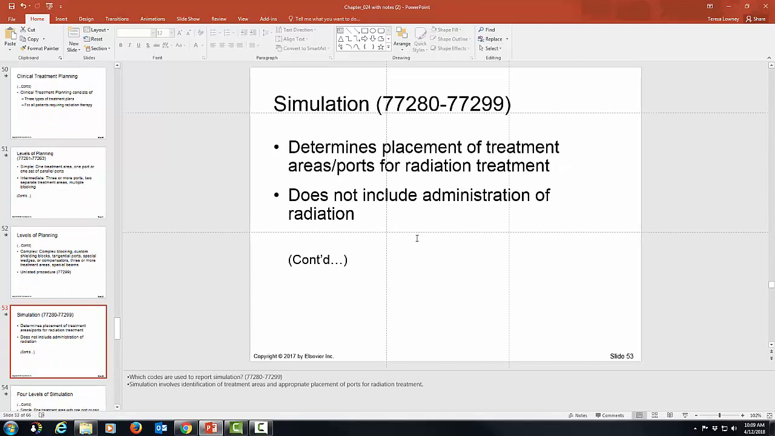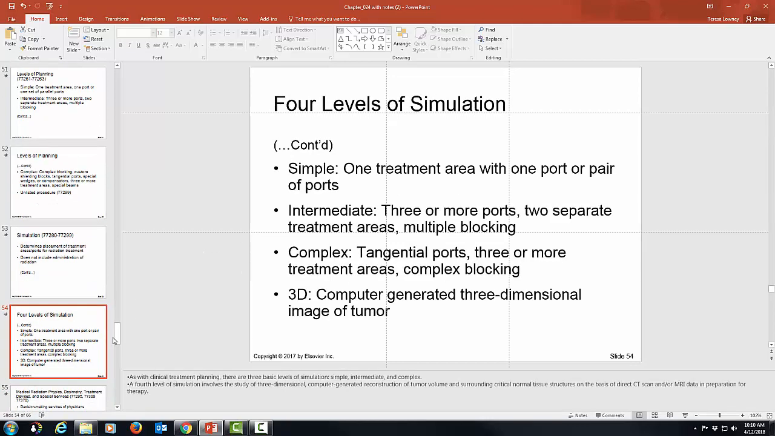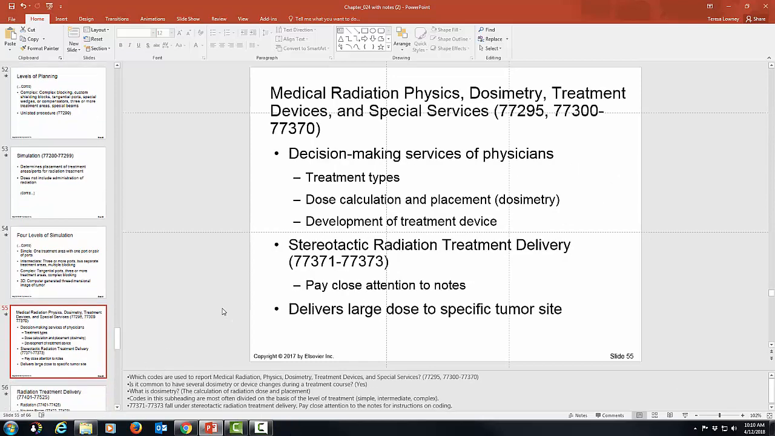Simulation. This determines the placement of the treatment areas or ports for radiation treatment. It does not include the administration. There are 4 levels of simulation: simple, intermediate, complex, and 3D. So you need to know exactly which level of this is being performed.